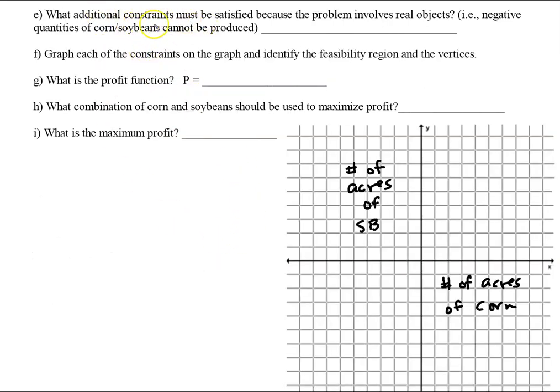So the additional constraints are these implied constraints to show that it's not possible to produce negative quantities of either crop. So these will be typical of your linear programming problems. You'll just set each of your variables greater than or equal to 0. And now let's just take a minute and put our constraint lines on the graph and do the proper shading.